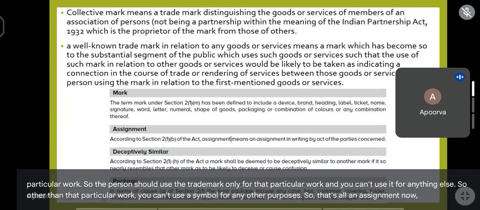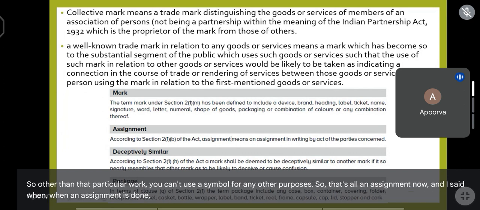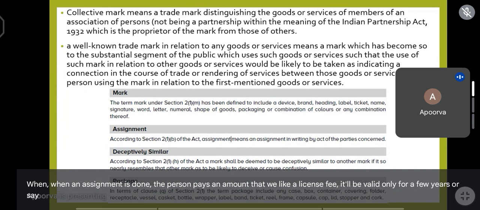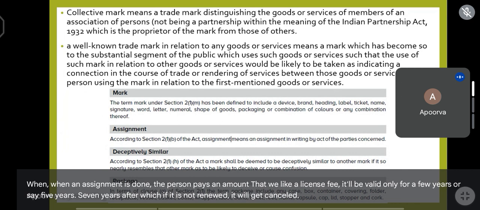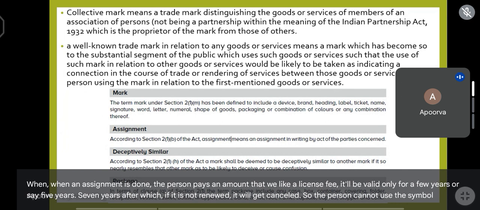Now, when an assignment is done, the person pays an amount. That will be like a license fee. It will be valid only for a few years, say 5 years, 7 years, after which, if it is not renewed, it will get cancelled. So the person cannot use the symbol again.